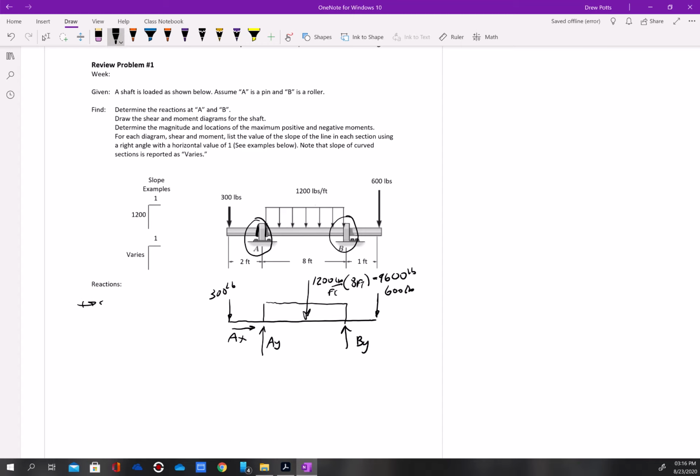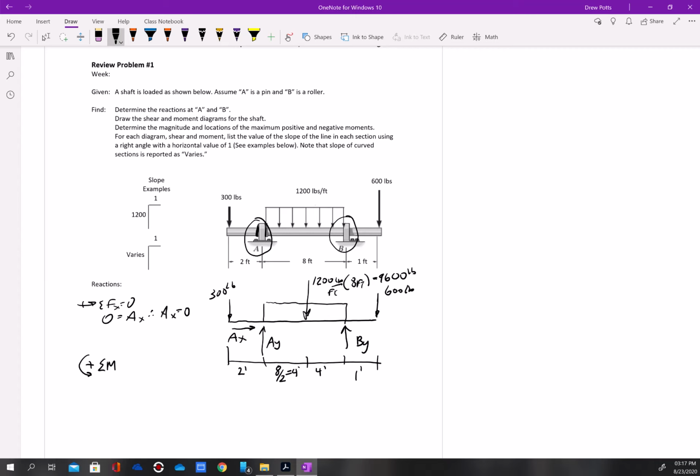Okay, so easy one first. I'm going to sum forces in the X equal to 0, so 0 equals AX. No surprises there. AX equals 0. Now I'm going to sum moments. Again, I'm going to pick a point to sum moments, and I can really do A or B. I'm going to need to know my moment arm distances. So this is 2 feet. This is going to be 8 over 2, which is 4, and 4, and this is 1.